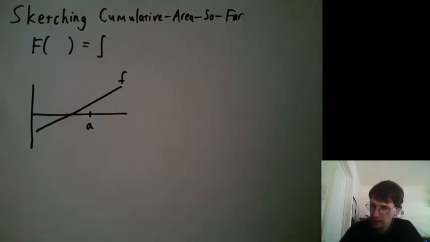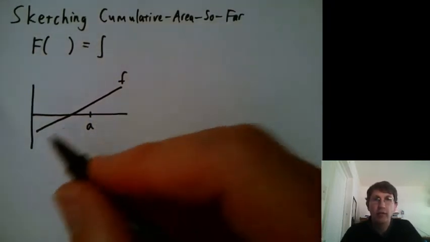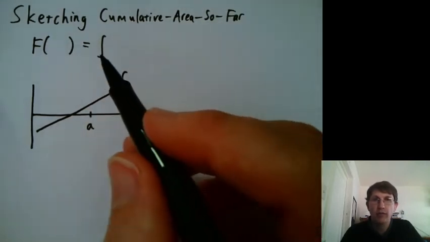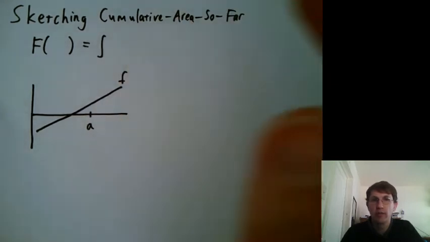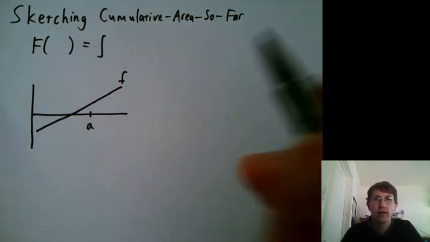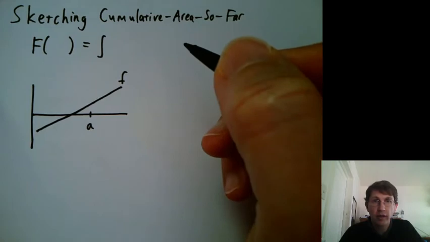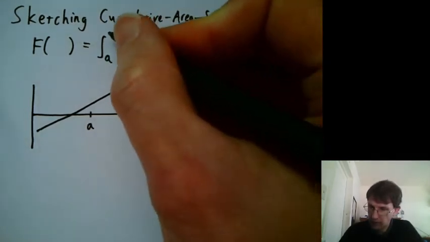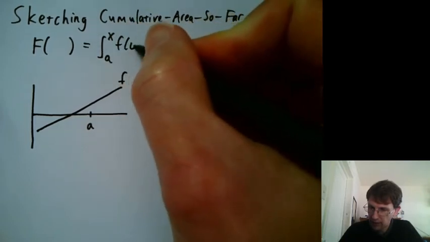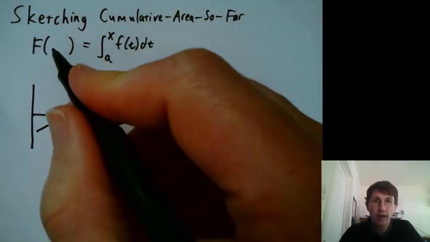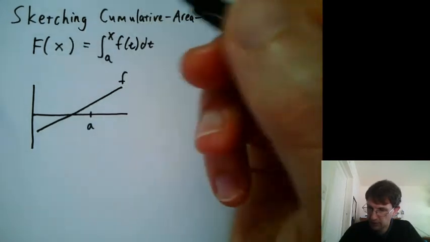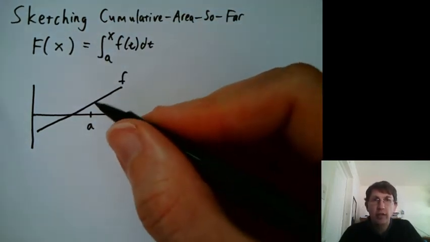Let's practice sketching cumulative area so far, now for a linear function. Try to remember what the formula for cumulative area so far is for just a general little f function. So try to write that before I write that. Ready? So it's starting at a usually, going up to x, f of t dt. And is that f of x, f of a, f of t, f of something else? That's f of x.